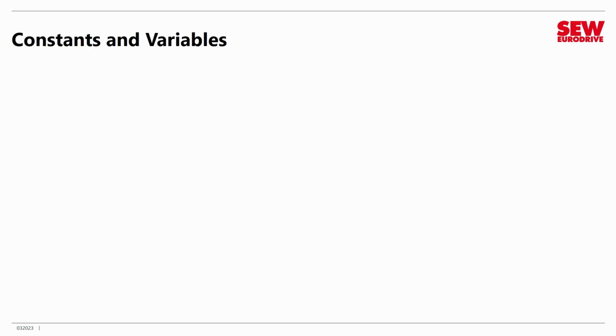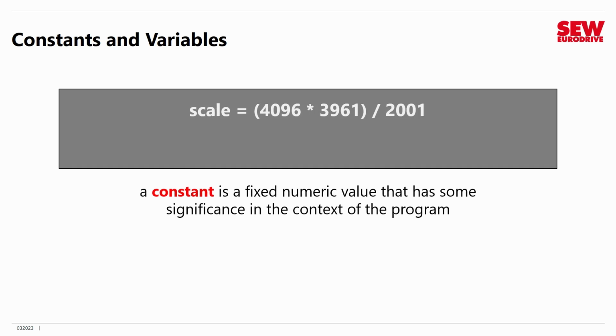All right, constants and variables. What is a constant? Well, it's simply a fixed numeric value that has some significance in the context of the program. For example, this expression here has 3 constants in it. They're simply those hard-coded numbers.